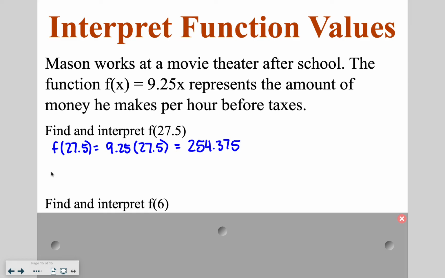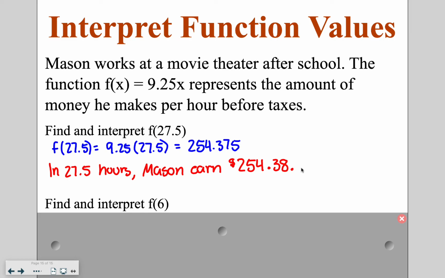word problem. So in this case, it would mean that in 27.5 hours, Mason would earn, and then we have to look, because we're talking about money, we're going to have to round, so it's going to be $254.38.